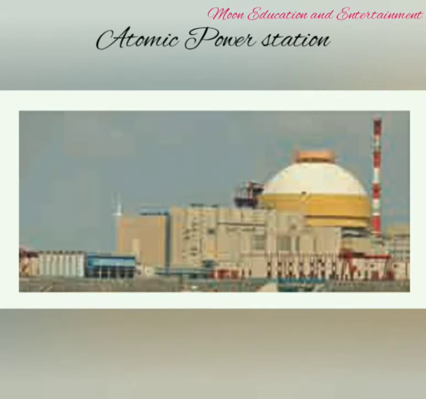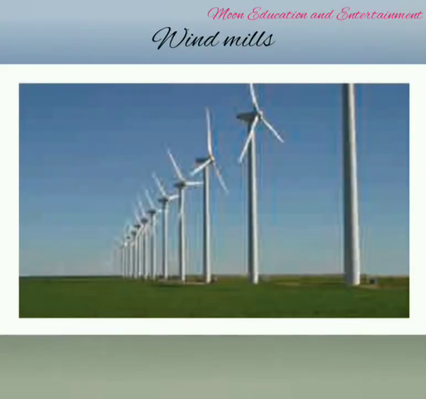In an atomic power station, nuclear energy is used to boil water. The steam thus produced is used to rotate the turbine. As a result, electricity is produced. Here, the nuclear energy is converted into mechanical energy and then into electrical energy. In windmills, wind energy is used to rotate the turbine to produce electricity. Here, the kinetic energy is converted into electric energy.